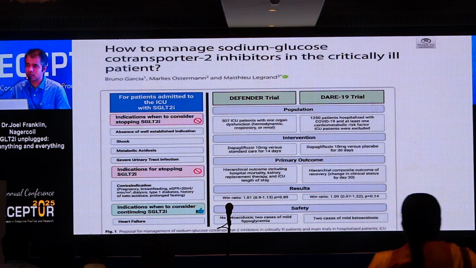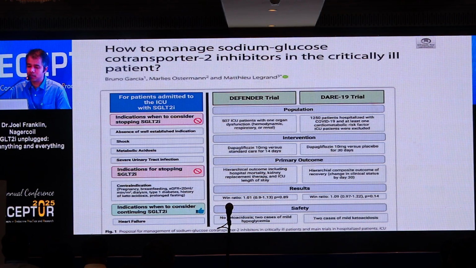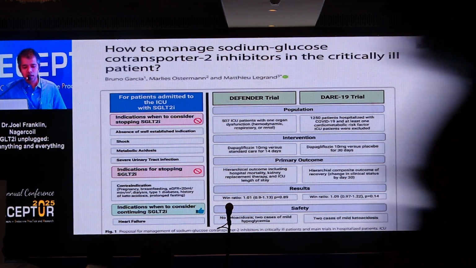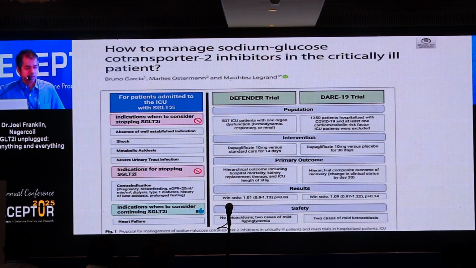So it's basically a negative trial. It just answers whether the drug will lead to euglycemic DKA in all the patients. So maybe in critically ill patients, you can consider stopping SGLT2 inhibitors if the patient is in shock, metabolic acidosis, or severe UTI, and consider continuing SGLT2 inhibitors if the patient is in heart failure.